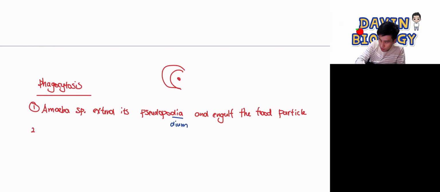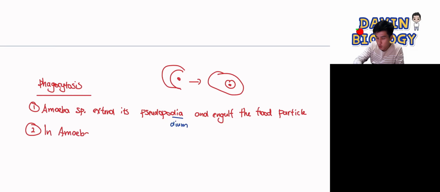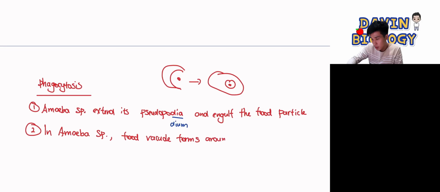And then number two, like what we draw just now, once the food is inside the amoeba, food vacuole will form around it. So we say in the amoeba. Every time we write amoeba, you must write the sp. dot. It stands for species. That's how you write their scientific name. Food vacuole forms around the food particle.